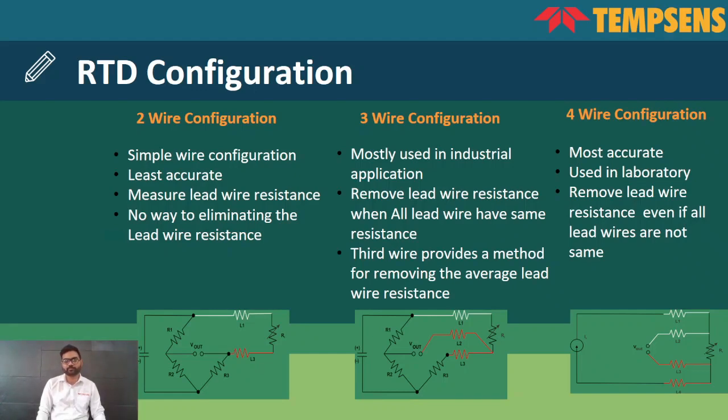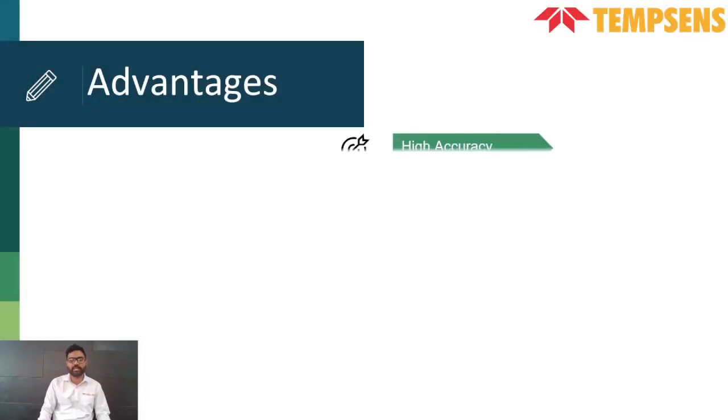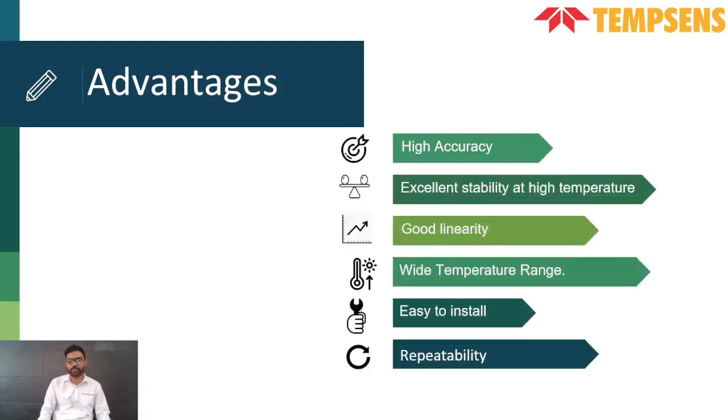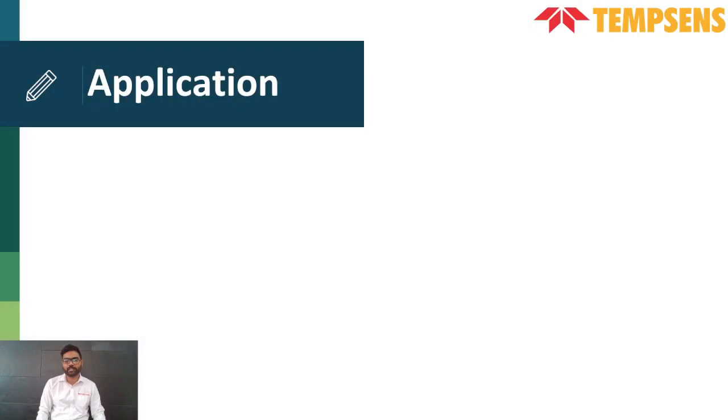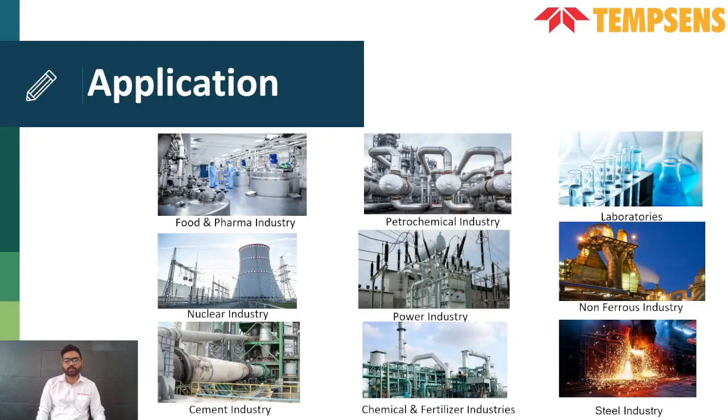Advantages of RTD: high accuracy compared to thermocouple, excellent stability at high temperature, good inertness as compared to thermocouple, wide temperature range, easy to install, and good repeatability. Applications of RTD. RTD is used in process industries like food and pharma industry, petrochemical industry, laboratories, nuclear industry, power industry, non-ferrous industry, cement industry, chemical and fertilizer industry, steel industry.